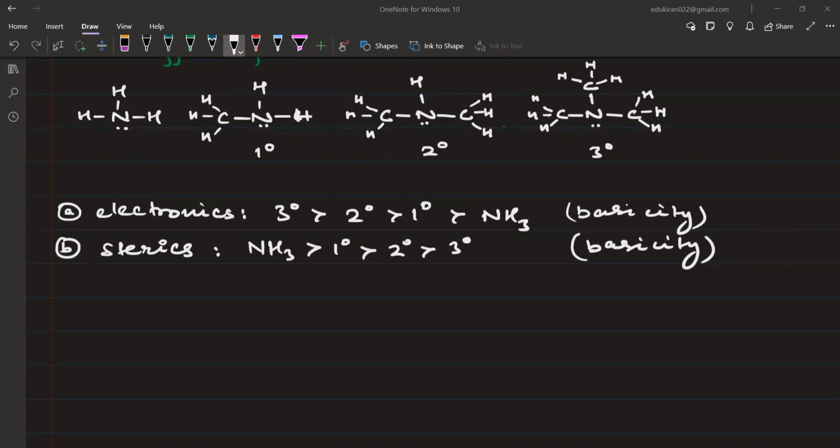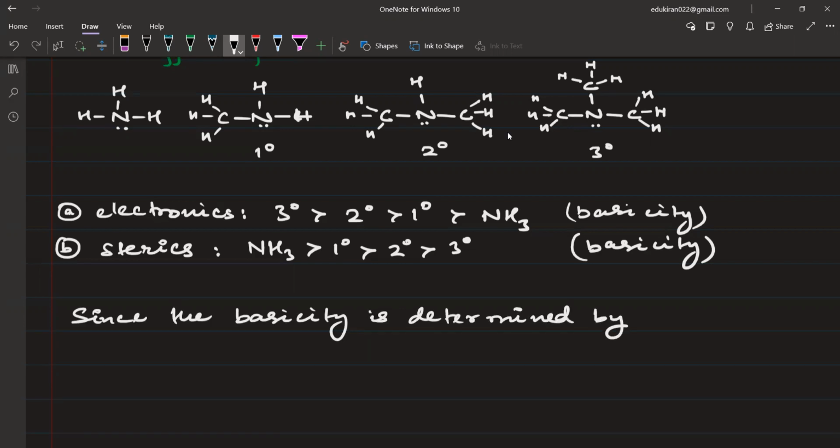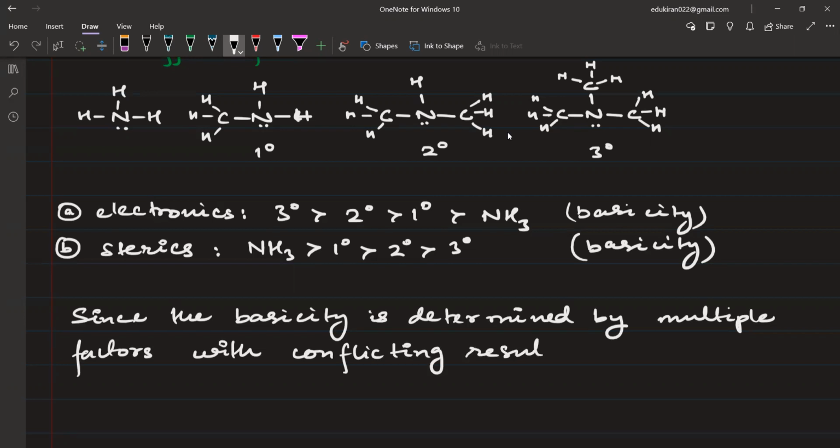Yes, sir. So when you have conflicting results, then you go to the experimental result directly. You cannot predict only by looking at the structure. You have to look at the data. You have to look at the values. So please write the point. Since the basicity is determined by multiple factors, with conflicting results, we will conclude with experimental results.